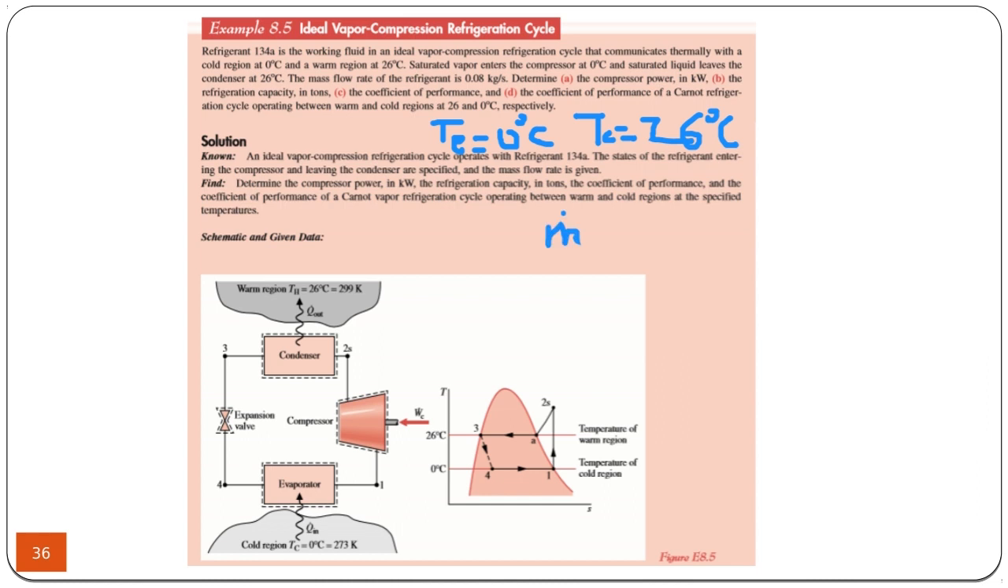We would like to first find the compressor power in kilowatts, and the refrigeration capacity in tons. Let me mention what a cooling ton is. One cooling ton is 211 kilojoules per minute, is 1 ton of cooling.